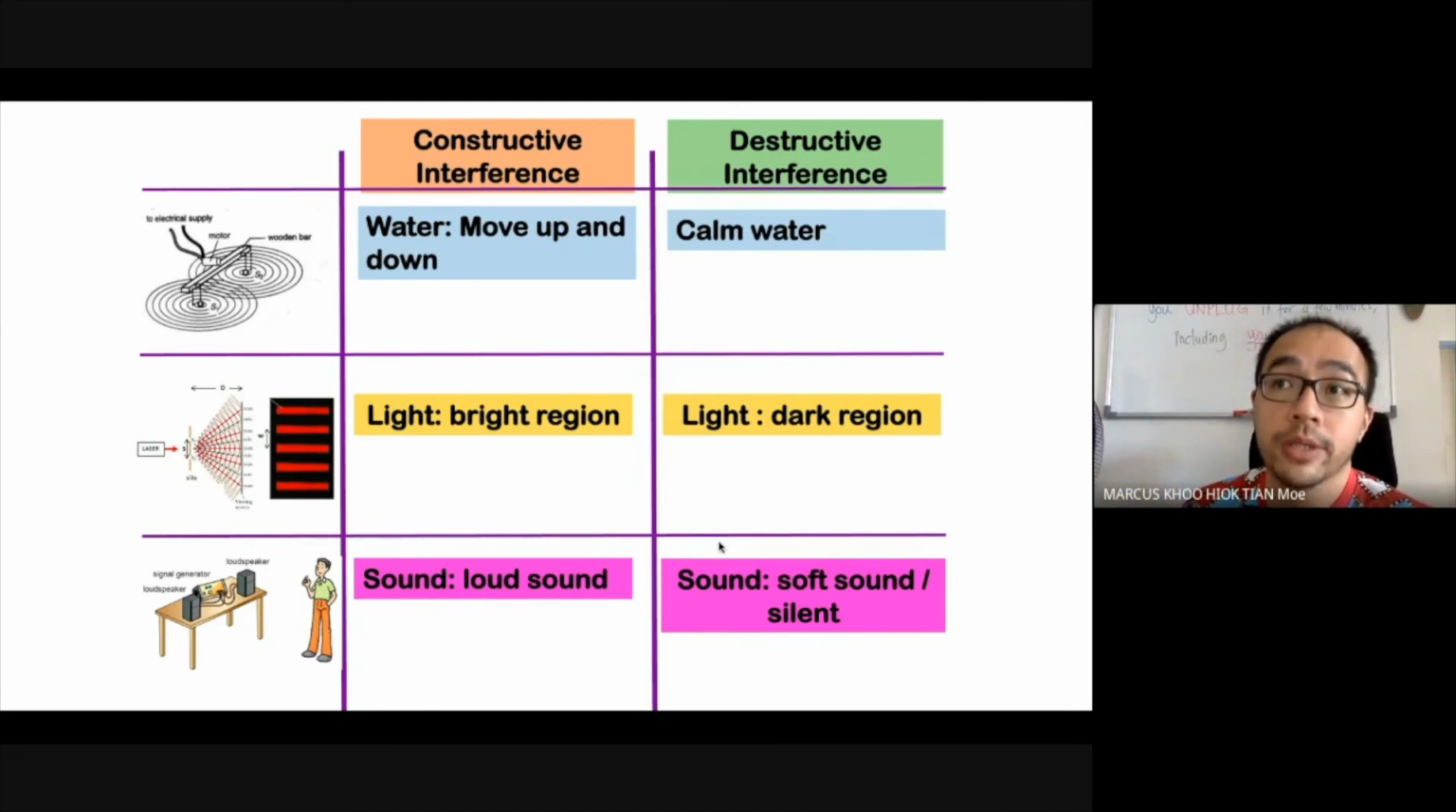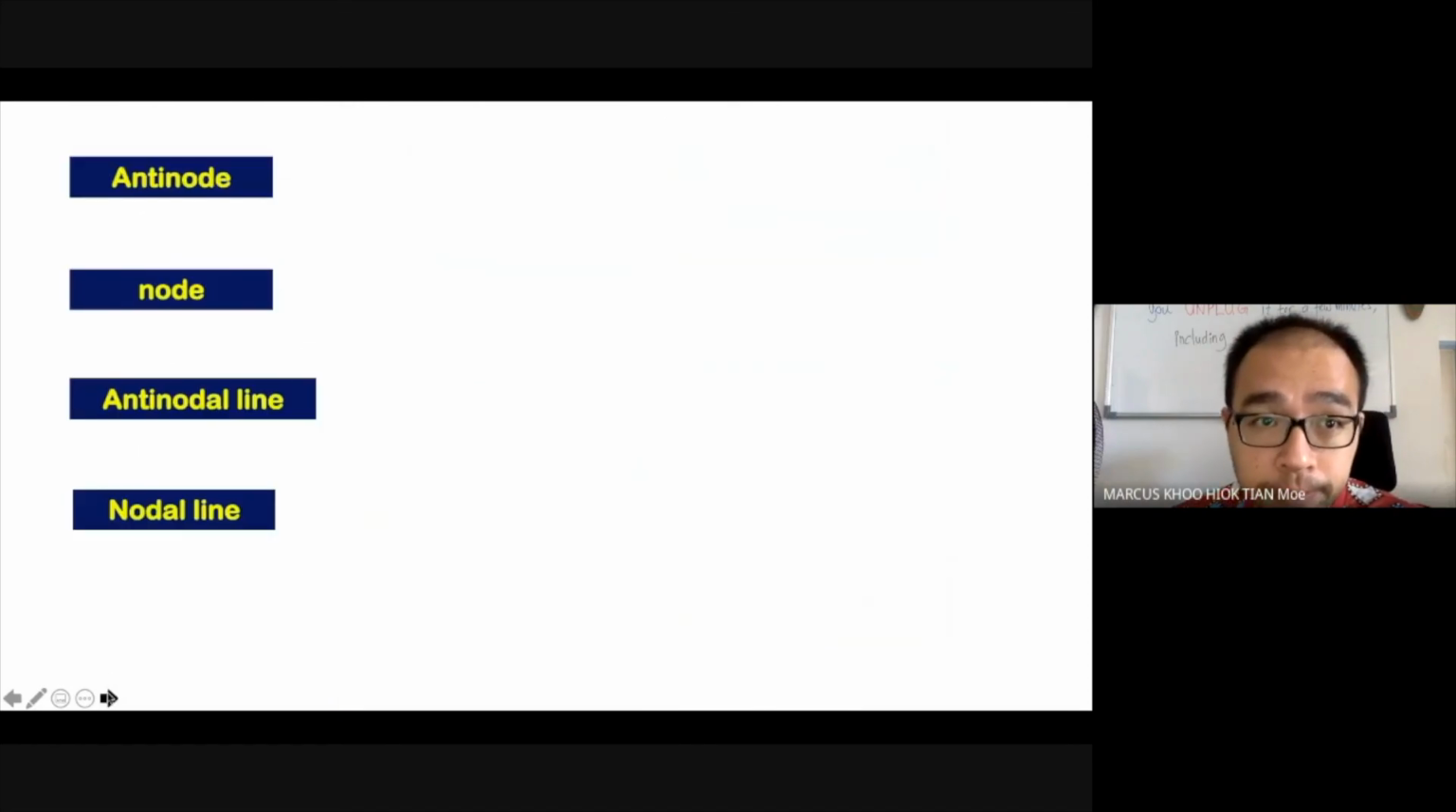It is actually possible to cancel out sounds, but they need to be totally out of phase, like the simulation I showed you just now. One crest and one trough meet, totally out of phase, and then they will form a zero sound. It's very difficult to achieve this in real life, but it is possible.